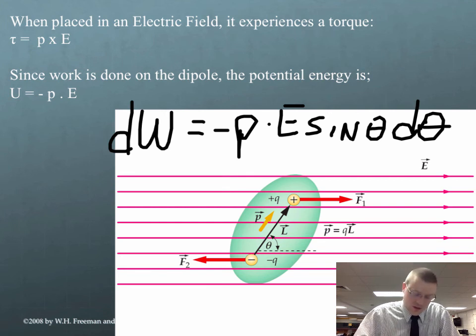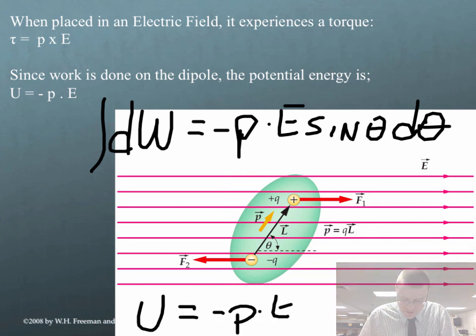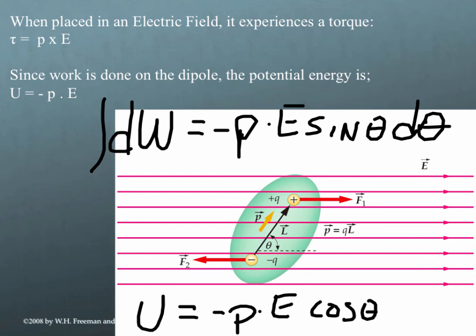So if I integrate and solve for the work, that would be my potential energy. That's where the negative comes from. I'm trying to decrease the potential energy of the dipole. So you're left with P E cosine of the angle between them. Solve for the potential energy: it's a dot product of the dipole moment and the electric field. The torques will cause the dipole to rotate and release energy and try to orient themselves with the electric field.